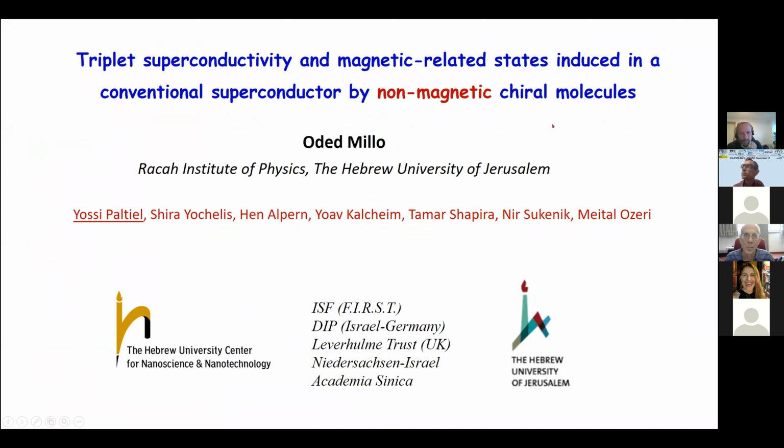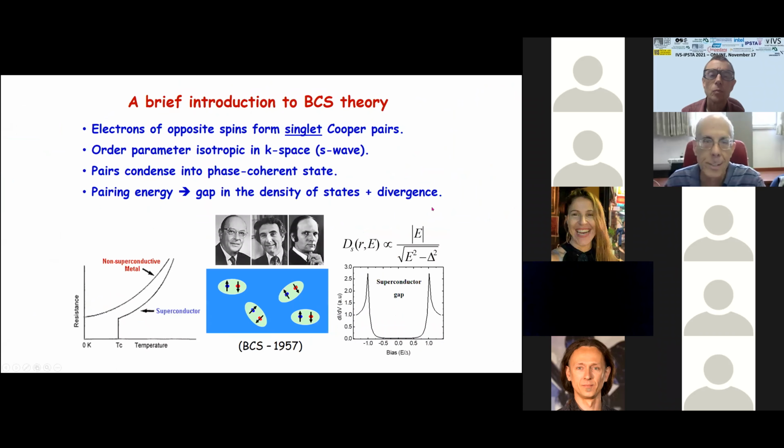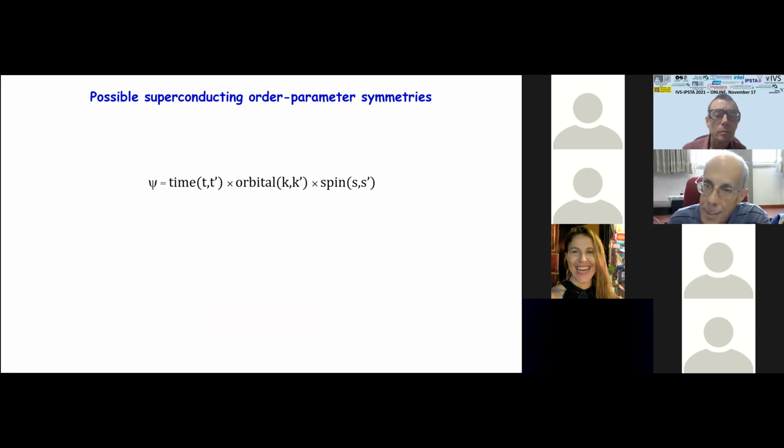As I told you, this is the title of my talk. What I'll try to convince you is how chiral molecules can, in a sense, become magnetized and induce triplet superconductivity and a magnetic-like state in a conventional superconductor. The work was done in collaboration with the group of Yossi Paltiel and by these excellent students. Now, some of you know that in the BCS theory, the Cooper pairs are in the singlet state and their wave function in K-space is isotropic, what we call s-wave superconductivity. A gap opens in the density of states, a U-shaped gap that was demonstrated very nicely by Norit in her talk, but this is not necessarily so.